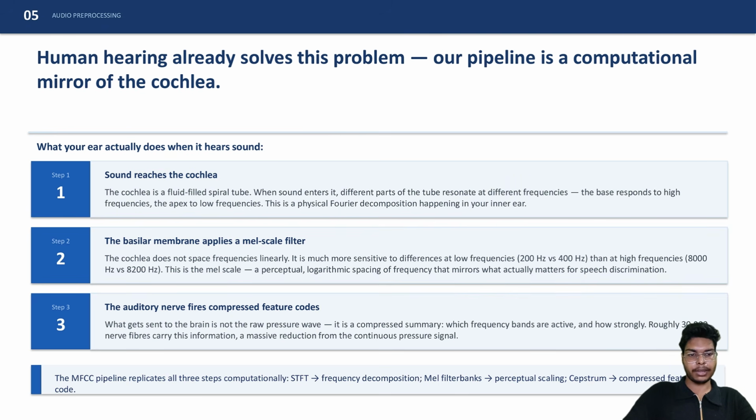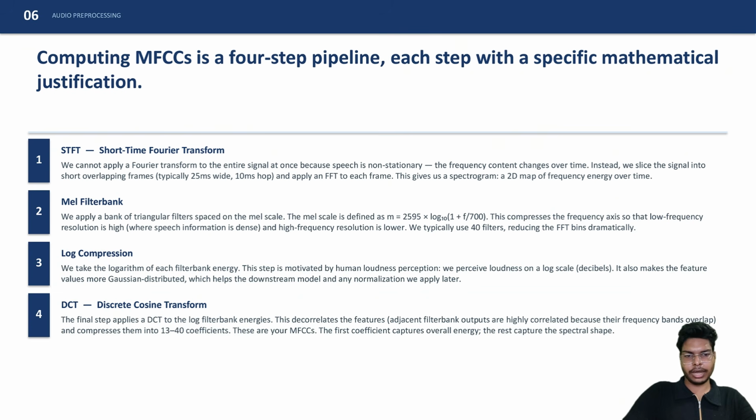Our MFCC pipeline mirrors that exactly: STFT for frequency decomposition, mel filter banks for perceptual scaling, and cepstrum for compression. This wasn't just an arbitrary choice, it was reverse engineered from auditory biology. A quick walkthrough of STFT: we slice the signal into 25 millisecond overlapping frames and apply FFT to each one of those, giving us a time frequency spectrogram.